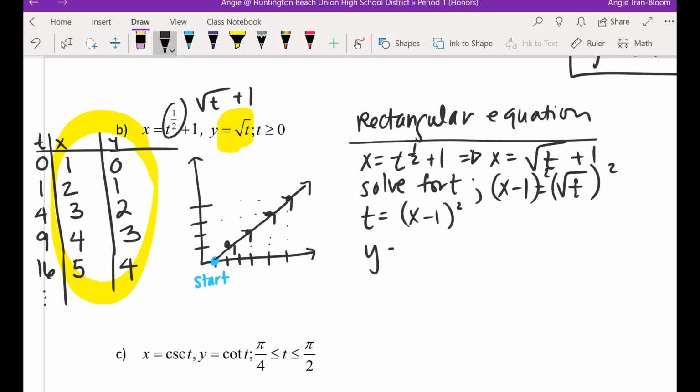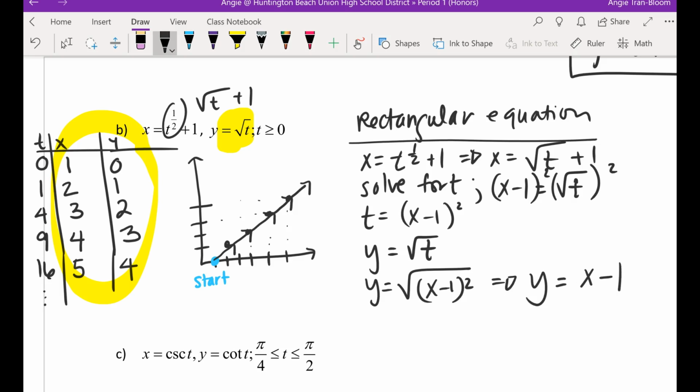So now I will use y equals square root of t. Well, y equals square root of t, and t is x minus 1 squared. So I'm just going to plug that in. Square root of x minus 1 squared. The radical and power of 2 will cancel each other out. So y is going to equal x minus 1.